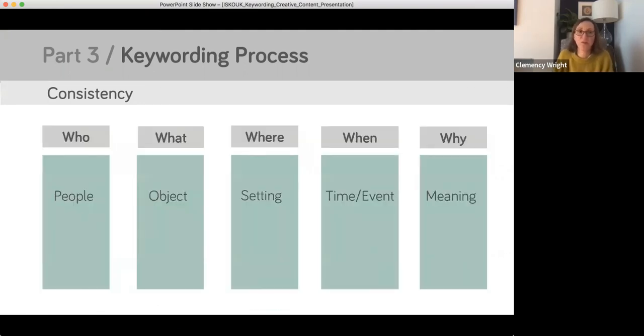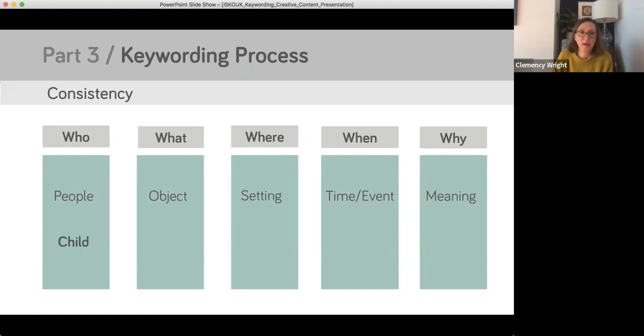So the structure could look something like this if we were to follow this basic guiding principle. Who is in the image? What can we see in the image? Where is the image, in terms of the setting? Is there anything about the place that this is happening in, the time the image was taken, or the event that was happening at that time? And why is the image important?